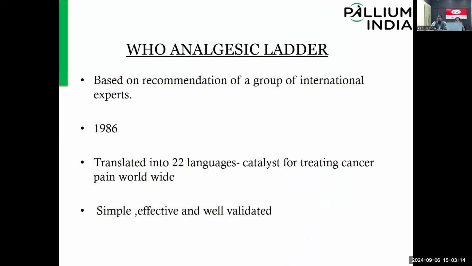This is more detail about the WHO analgesic ladder. What is the WHO analgesic ladder? It is based on the recommendation of a group of international experts that came into practice in 1986. It was translated into 22 languages, which catalyzed the treatment of cancer pain worldwide. Many international eminent experts sat and discussed and came up with a ladder mainly for pain management. It is simple, very effective, and well validated.